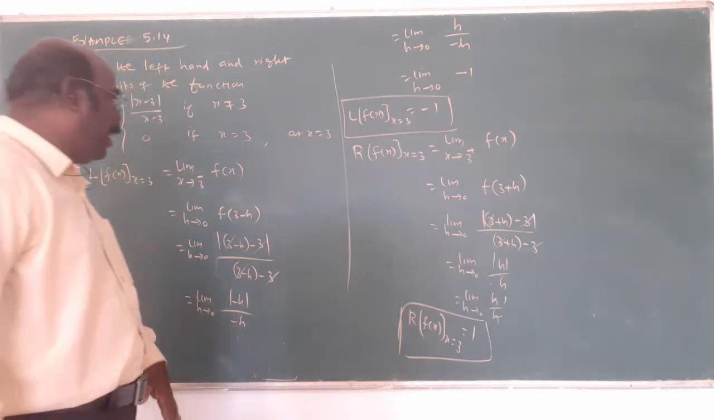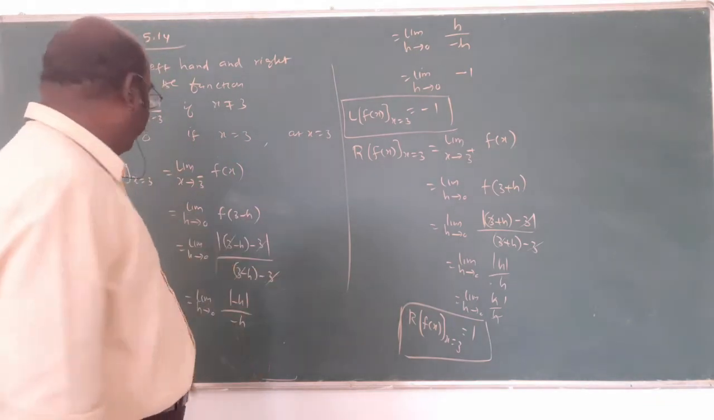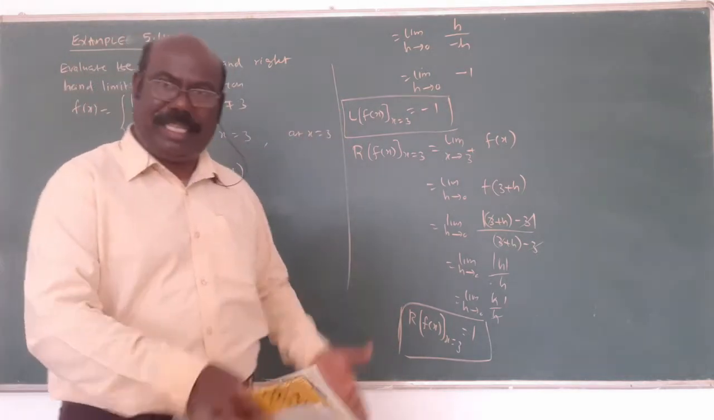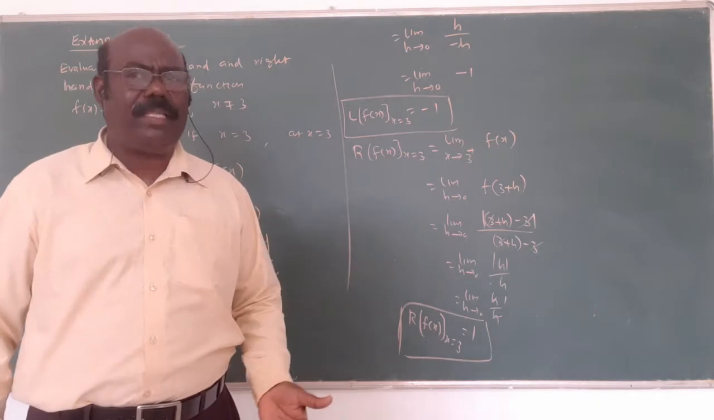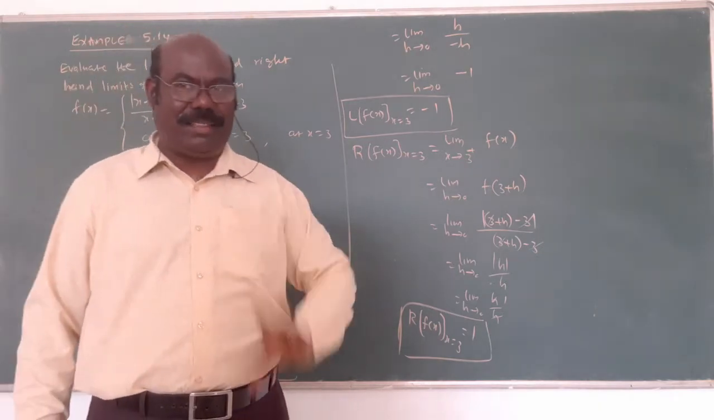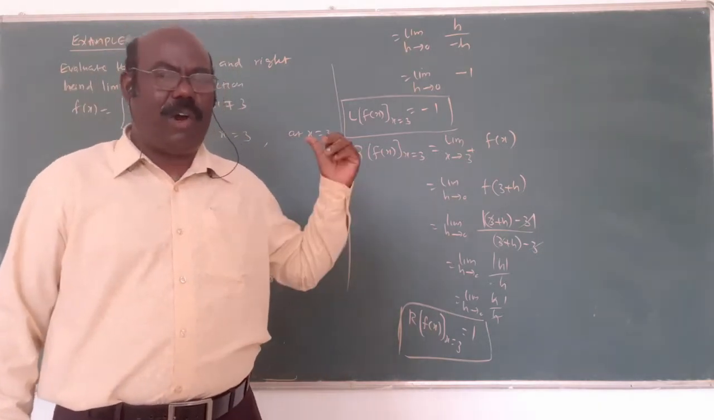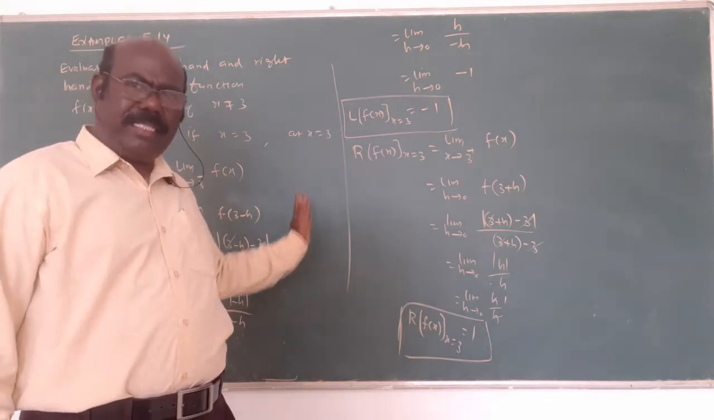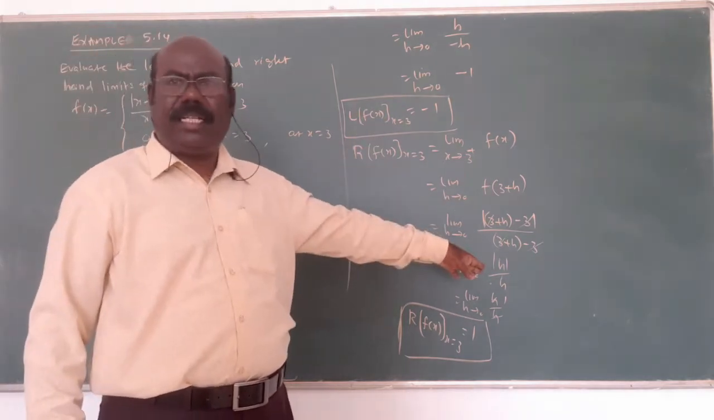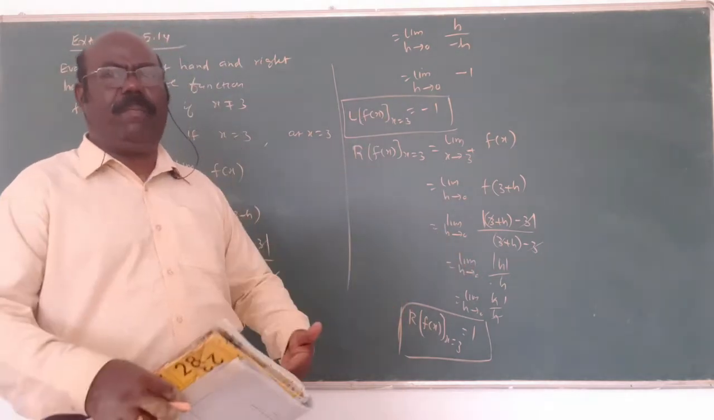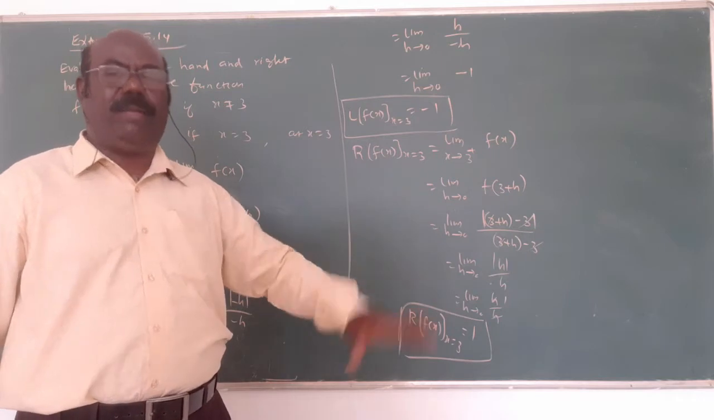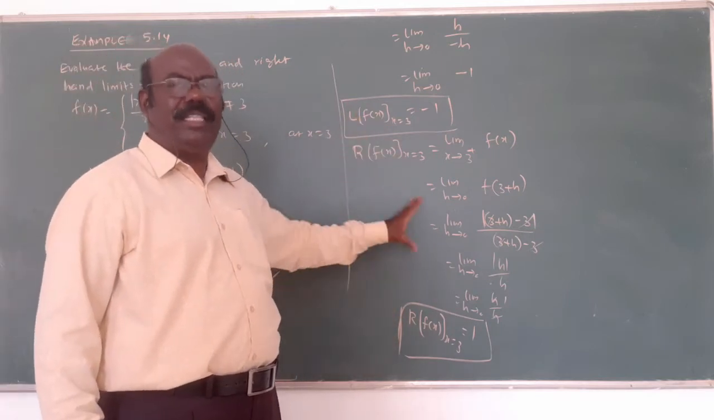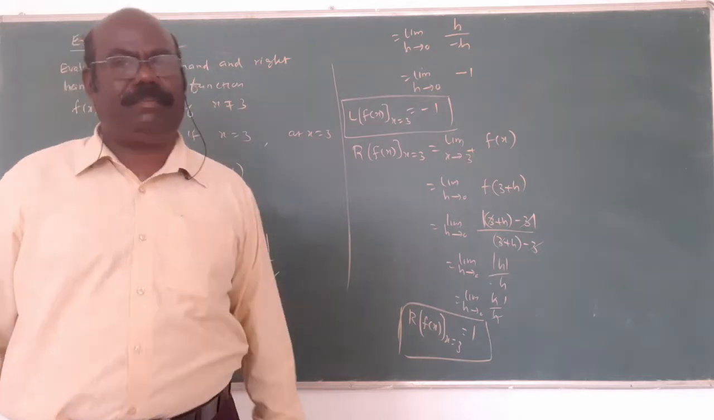In the next exercise problem, if the left limit and right limit are equal, it is continuous at x equal to 3. If not equal, it is not continuous at x equal to 3. That's all. Verifying whether the function is continuous at 3 or not is asking the same thing: the left hand limit and right hand limit at x equal to 3. If both are equal, it is continuous at x equal to 3. If not equal, then not continuous at x equal to 3. That is the answer. Very simple concept.